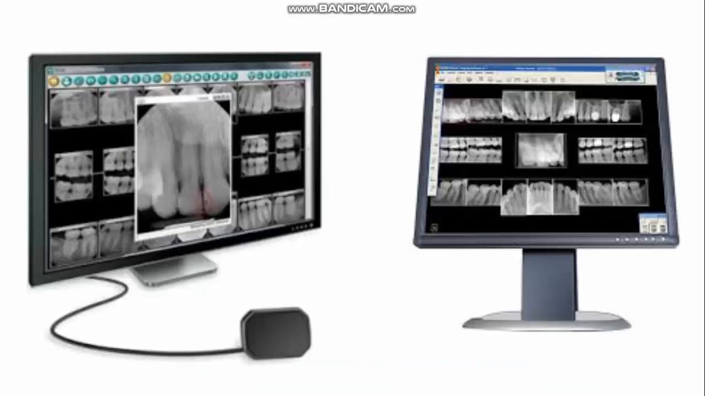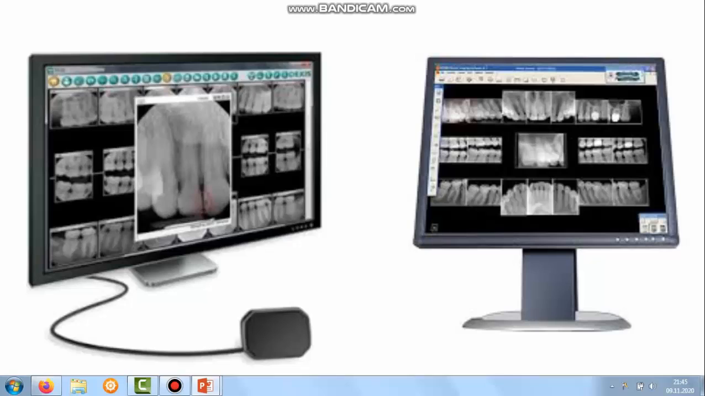I want to talk briefly about the benefits of digital dental x-rays because these methods are so important in dental practice. For example, less radiation.